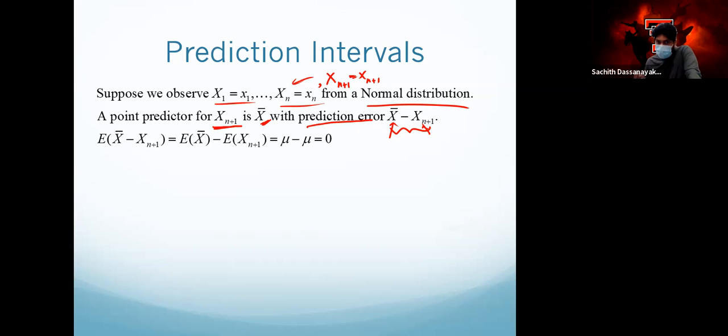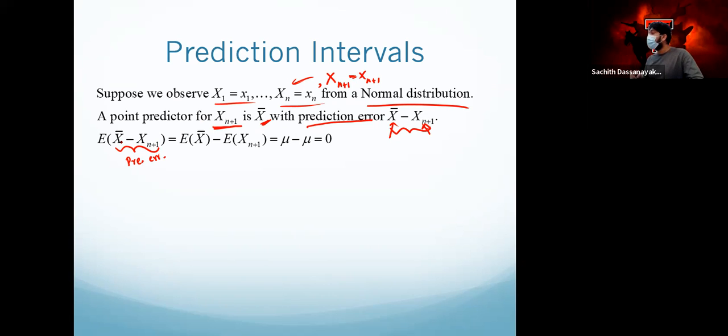What happens if I need to find the expected value of this? Why do I need to find the expected value? Do you remember in chapter 6 we dealt with point estimators, right? If that particular point estimator is unbiased, how did we find it? By taking the expected value, right? Something very similar here. We simply take the expected value of the prediction error.